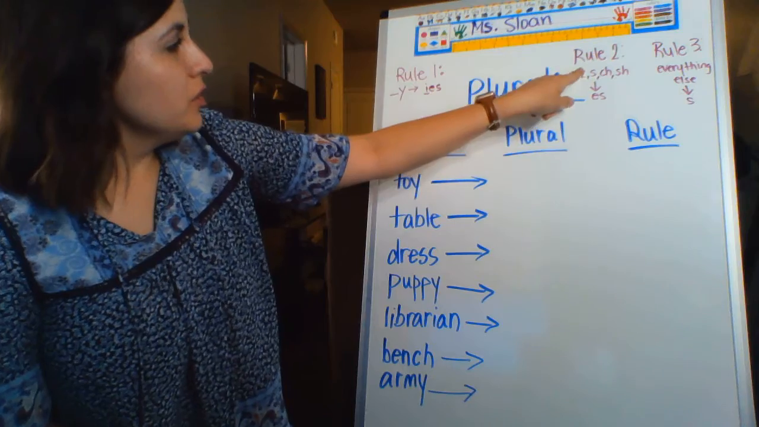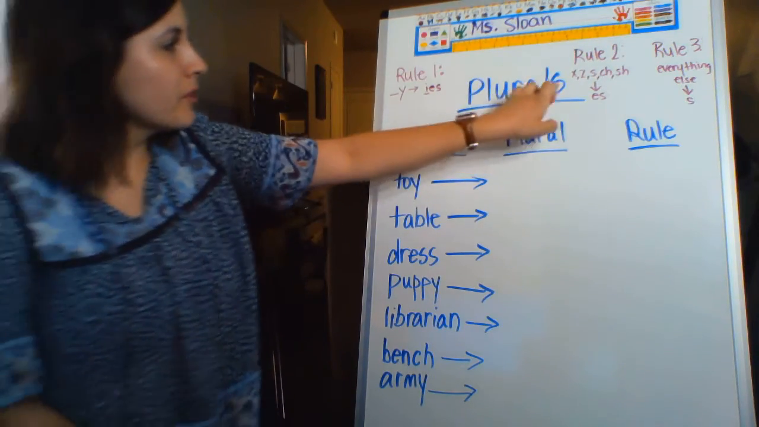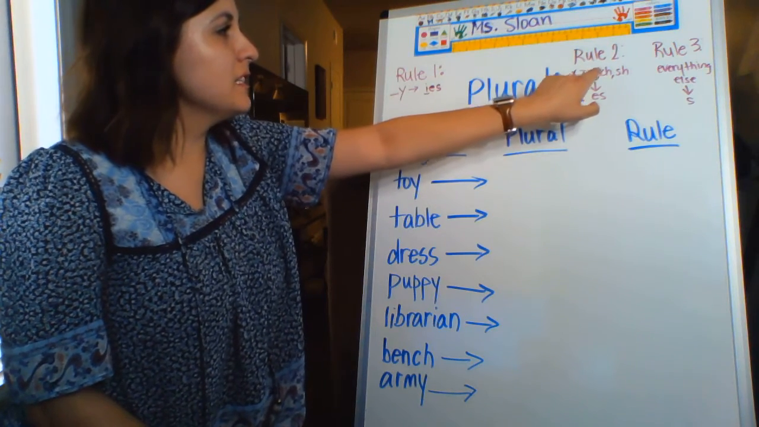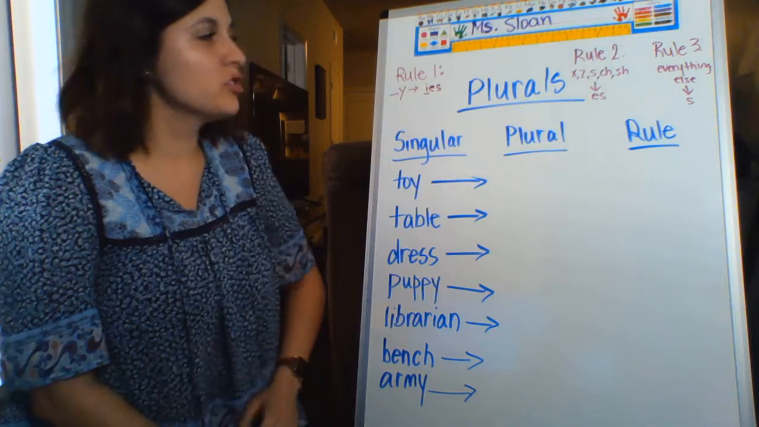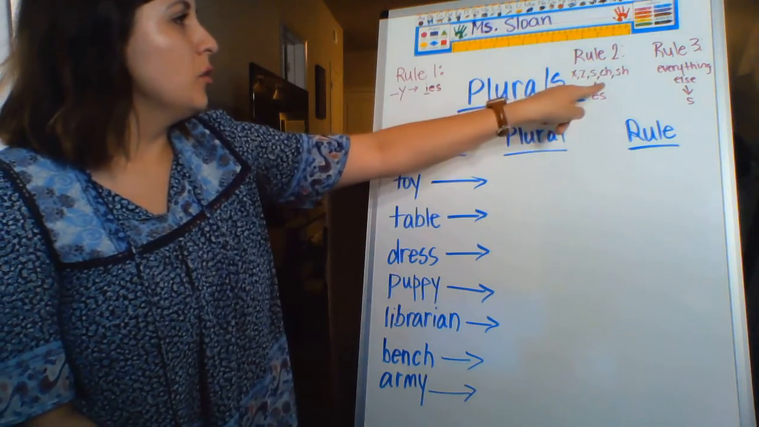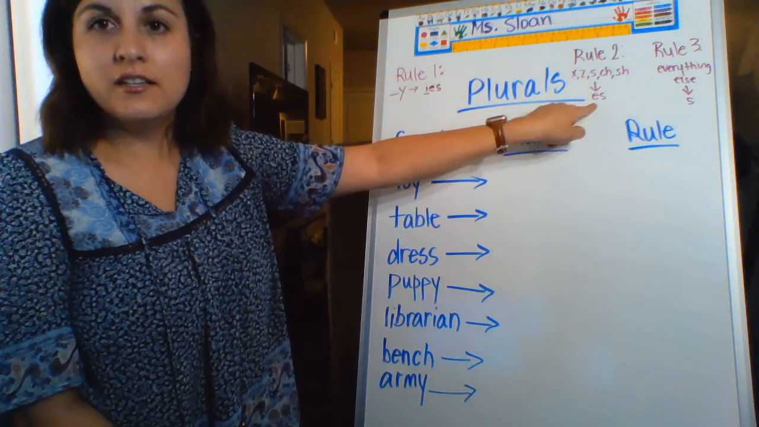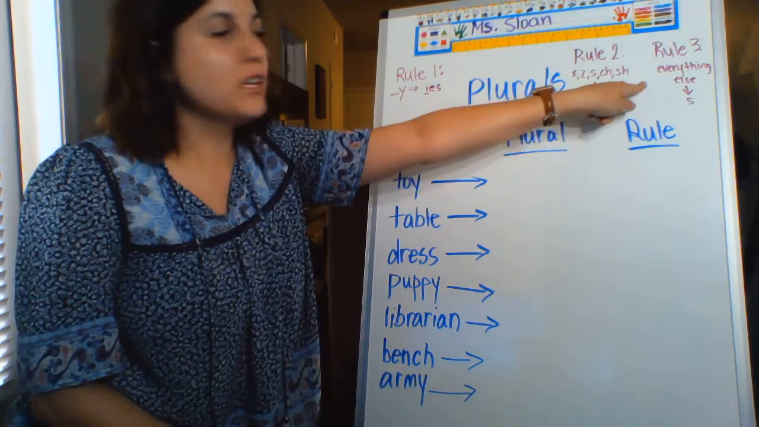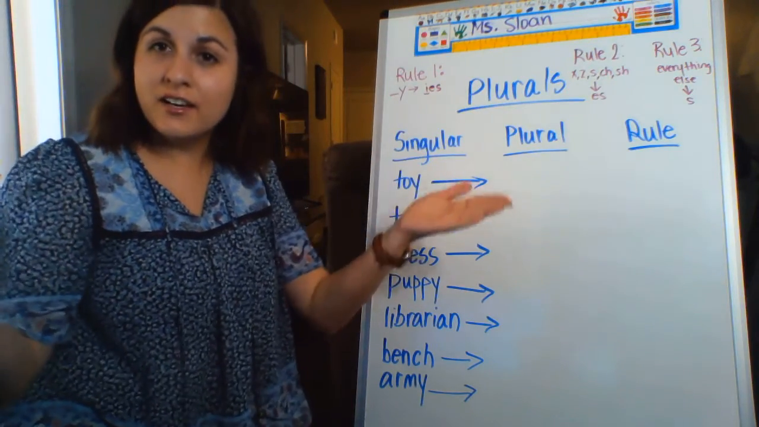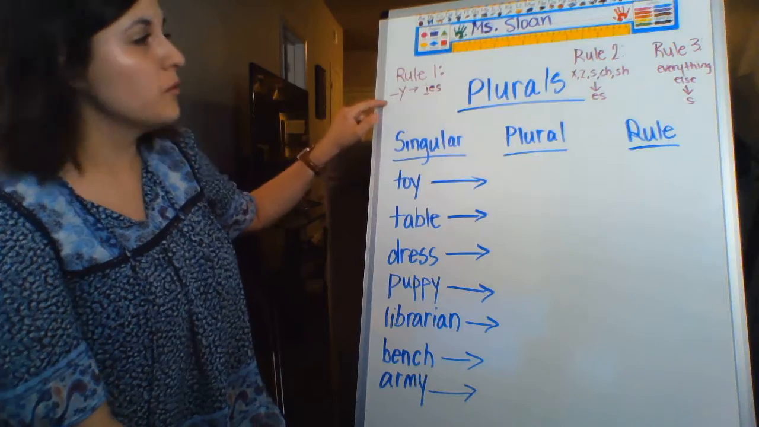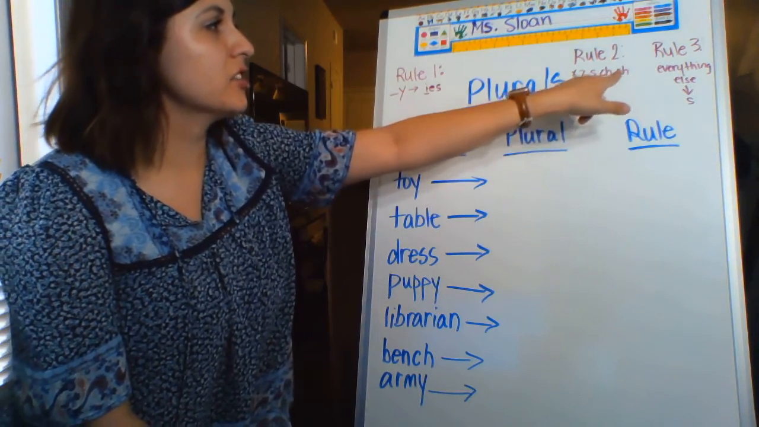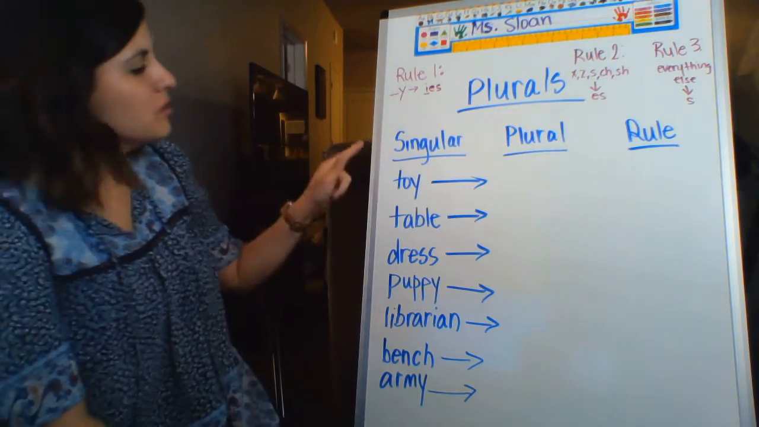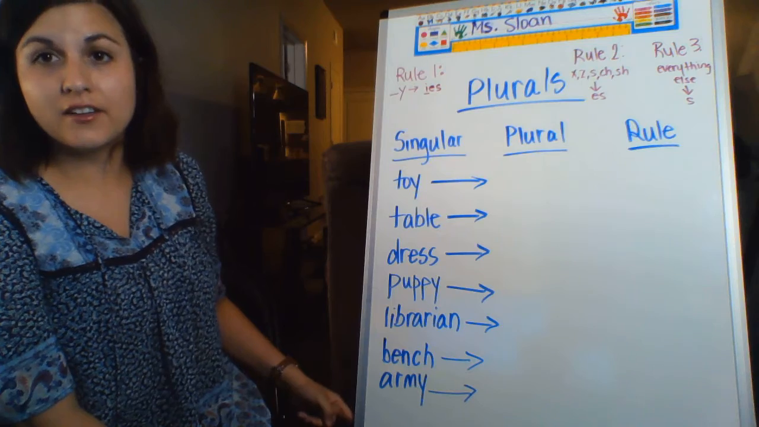Then our rule number 2, which is over here, says that when we have an X, Z, S, CH, or SH, then we add an ES after those letters to make it a plural. And our rule number 3, which is over here, says everything else, so if it doesn't end in a consonant Y or in an X, Z, S, CH, or SH, then it just ends in an S to make it a plural. So let's work through some of these words together.